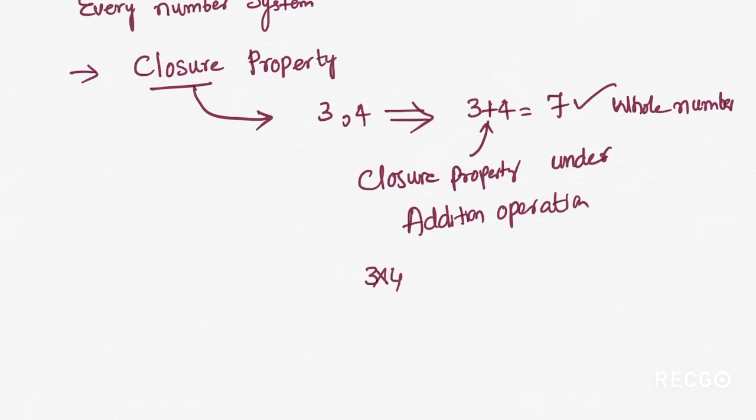Again, when we multiply two numbers, we'll get a whole number. Means again we are getting a whole number. It can be defined as the closure property under multiplication.